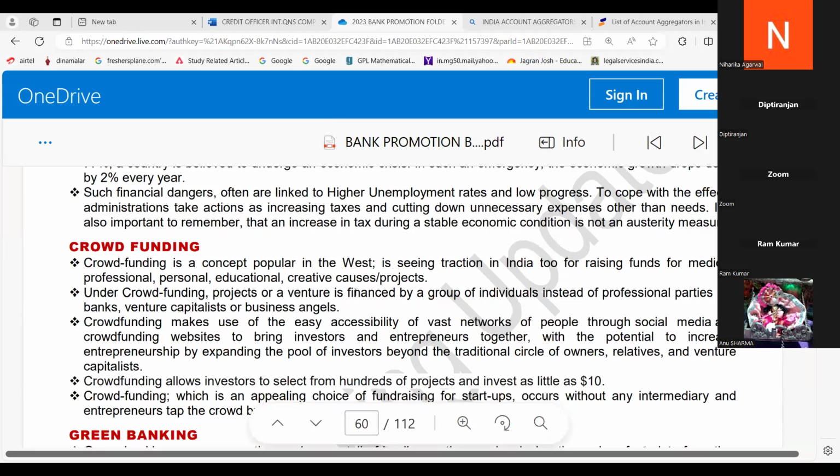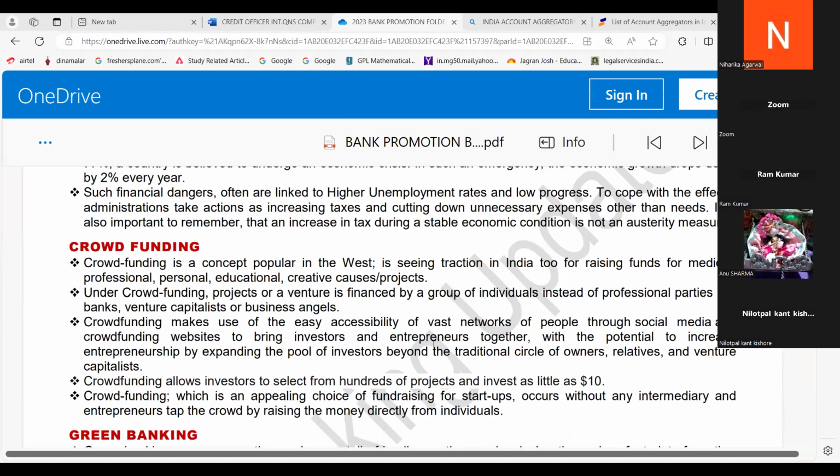Crowdfunding is a concept popular in the West, is seeing traction in India too for raising funds for medical, professional, personal, educational, creative causes or projects. Under crowdfunding, projects or a venture is financed by a group of individuals instead of professional parties like banks, venture capitalists, or business angels. Crowdfunding makes use of the easy accessibility of vast networks of people through social media and crowdfunding websites to bring investors and entrepreneurs together, with the potential to increase entrepreneurship by expanding the pool of investors beyond the traditional circle of owners, relatives, and venture capitalists.